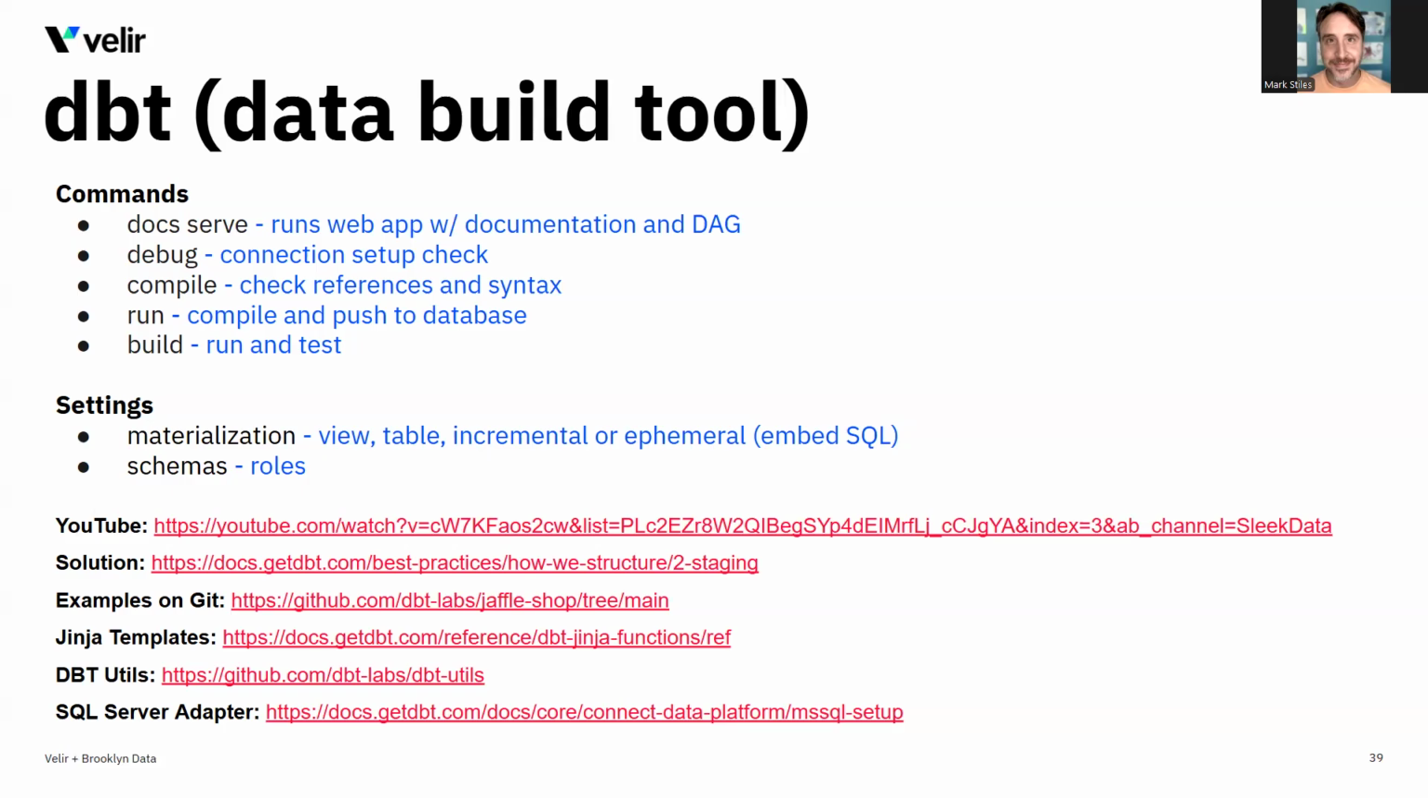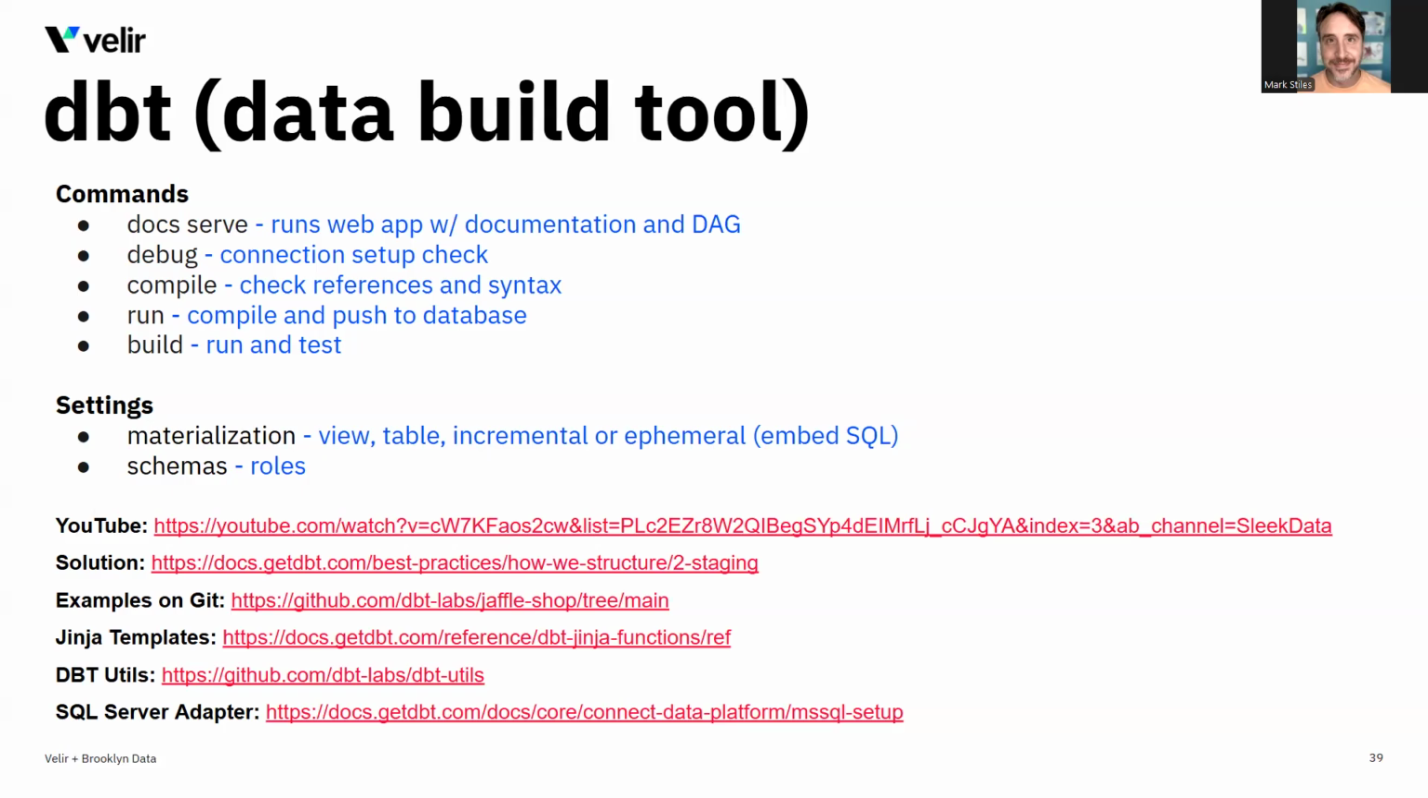It's trying to make sure that the language you're using, the references you have, the variables, and all the other macros and things you can add in, they work. It's before you try to push it to the database and it breaks. And the run will actually do a compile and then push it and run it in the database. And then a build will do a run and then additionally do testing and any of the other things that you can configure, but I didn't get anywhere near that with this project yet.